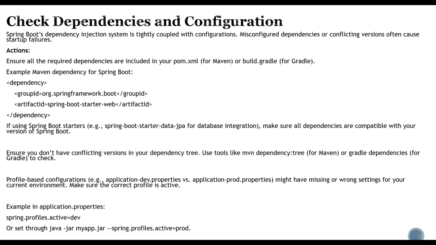So in application.properties, you have to enable that particular dev profile, or when you are running your Java application using the command line, right? You can activate that particular profile using the active profile key value pair.